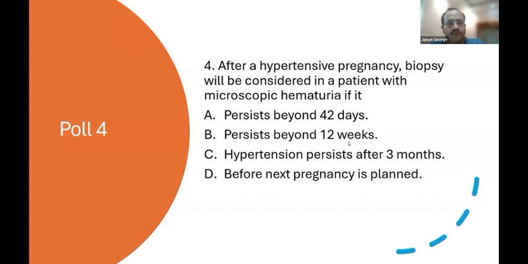With this, we come to another poll. Binu sir? Yeah. After hypertensive pregnancy, biopsy will be considered in the patient with microscopic hematuria if it persists beyond the postpartum period, that is 42 weeks. If it persists beyond 12 weeks, or hypertension persists after 3 months, or before the next pregnancy is planned. This is not an uncommon problem. We have also had such problems. So let's have the polls.